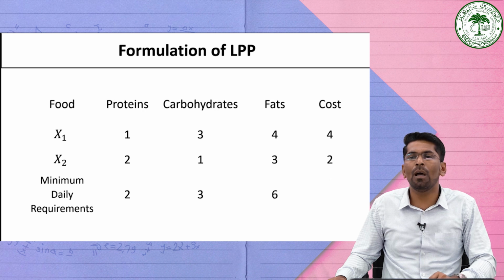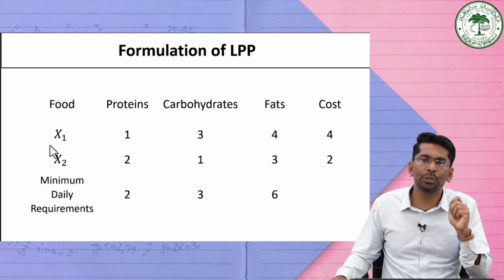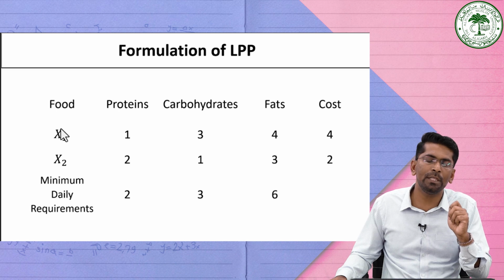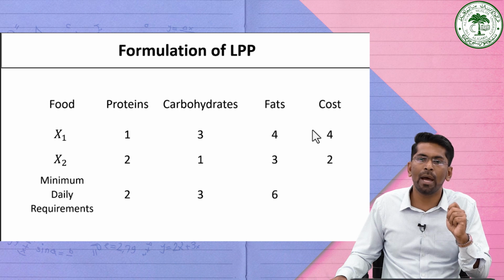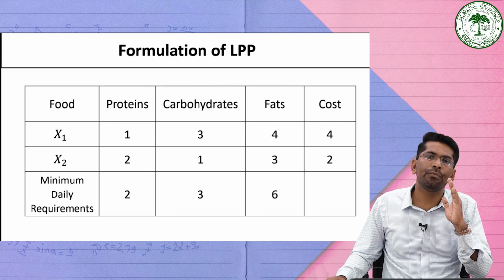So our problem now is how many kilograms of each one the poor patient should buy, that is, how many units of the food X1 and X2 should the patient buy in order to minimize the cost, while at the same time meeting his minimum daily requirements, which are also given. So I am denoting this in the form of a particular table.